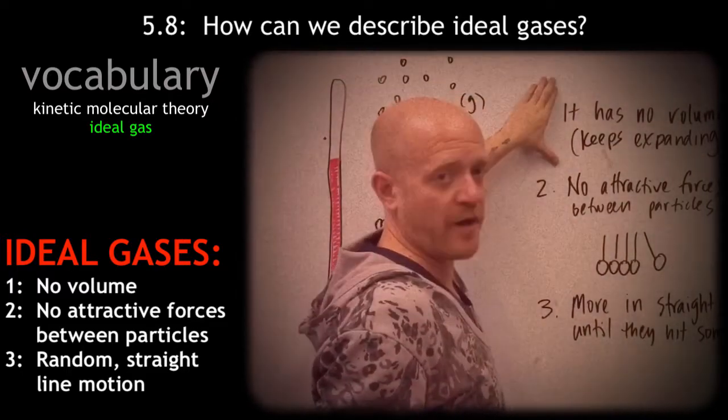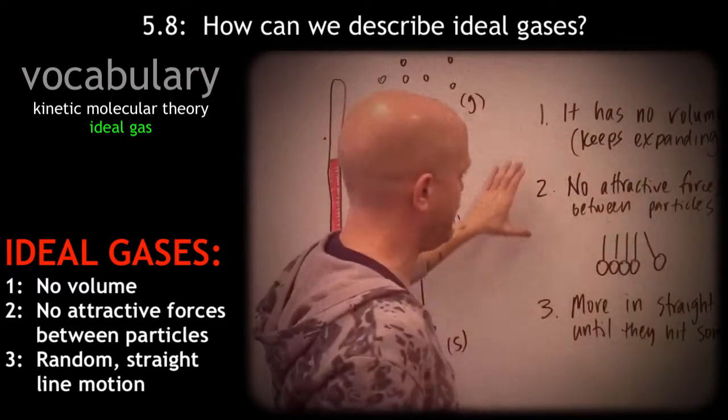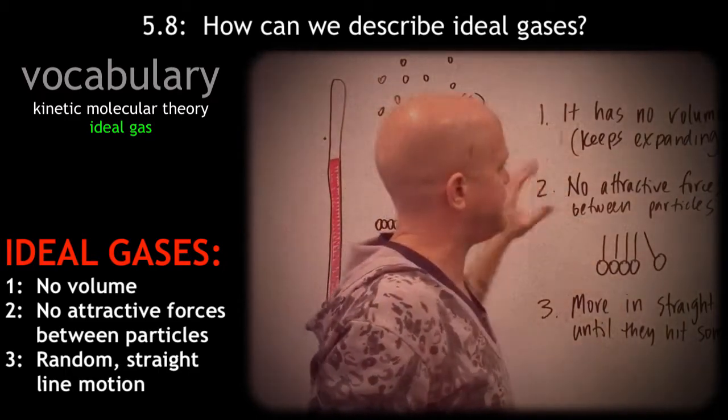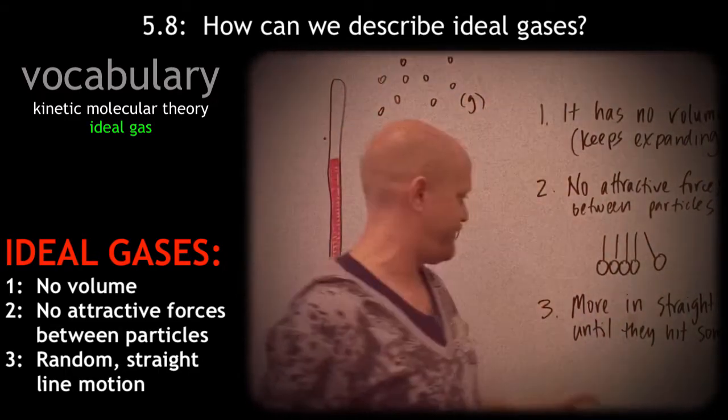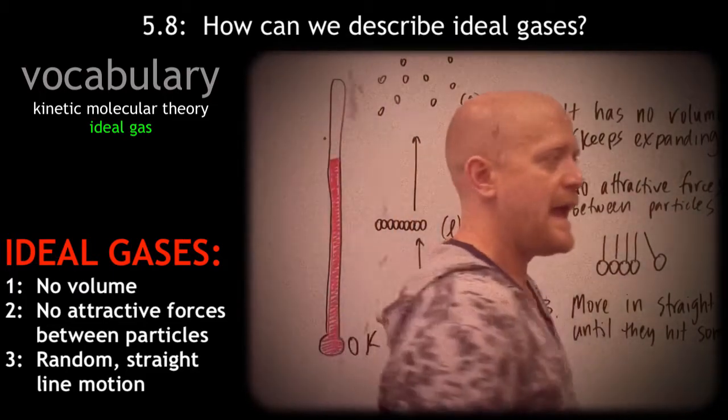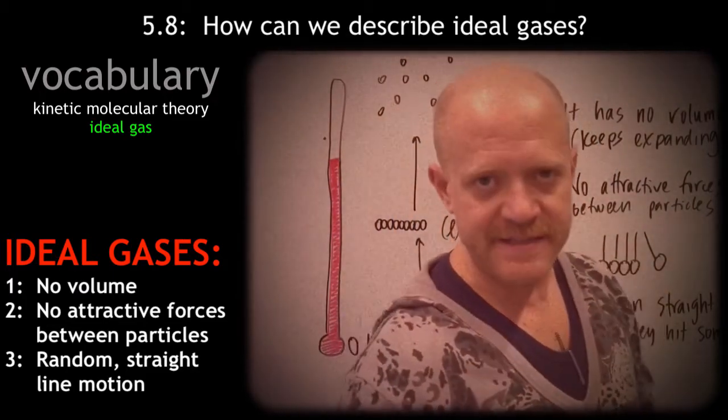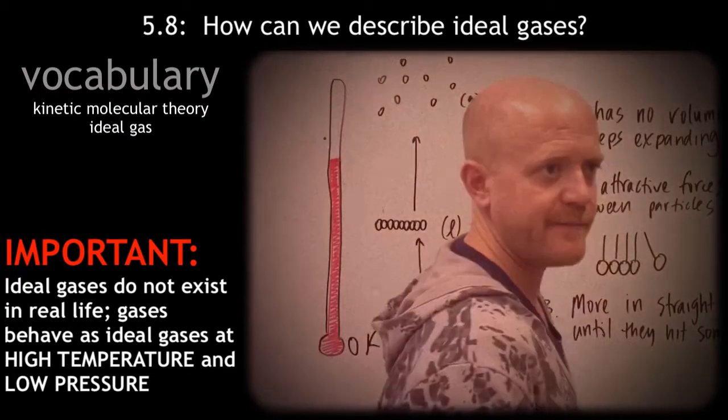Now again, ideal gas. Number 1, has no volume, it just keeps expanding. Number 2, there's no attractive forces between the particles. Number 3, it moves in a straight line until it hits something. Now this only exists under 2 situations.